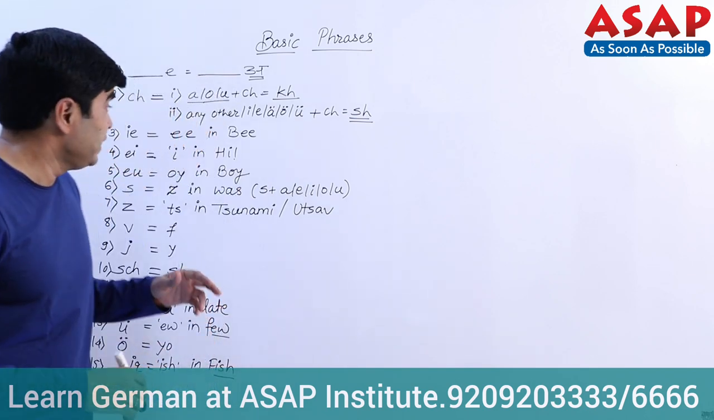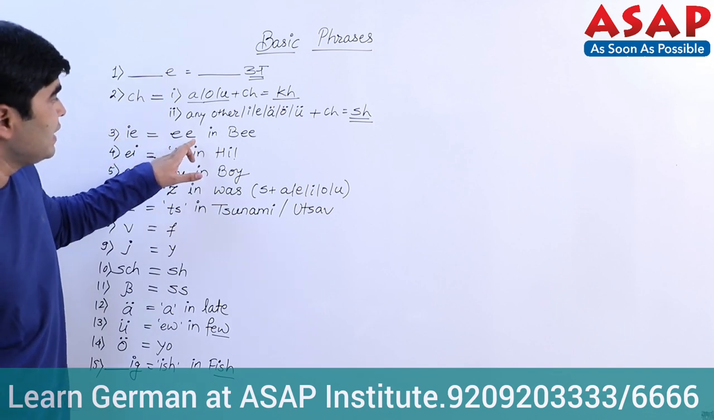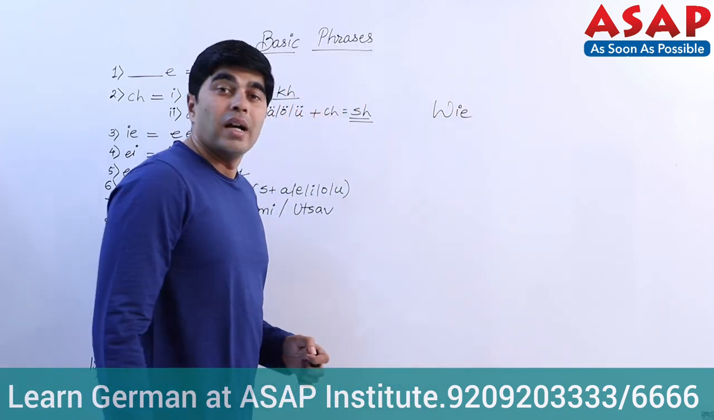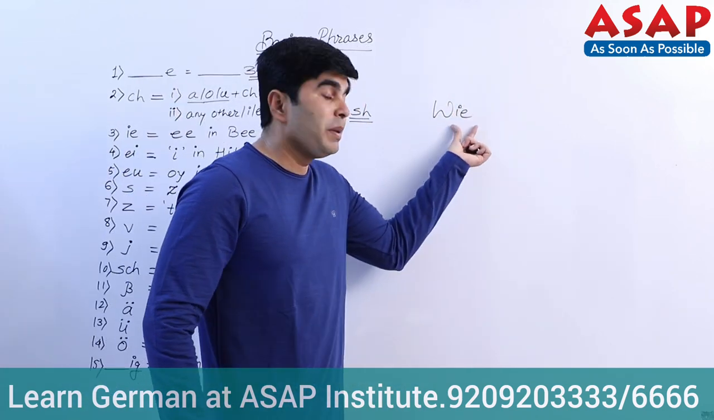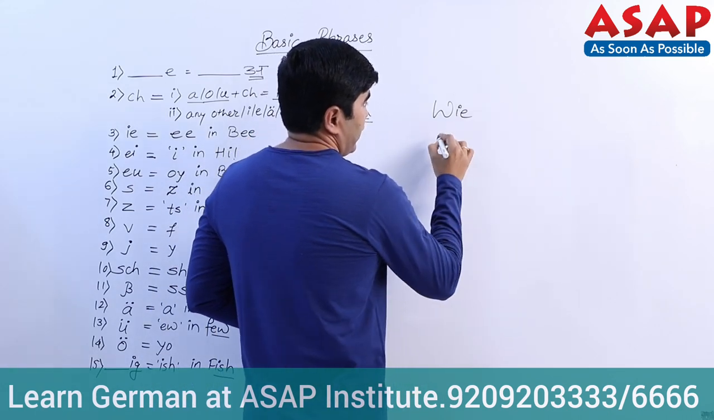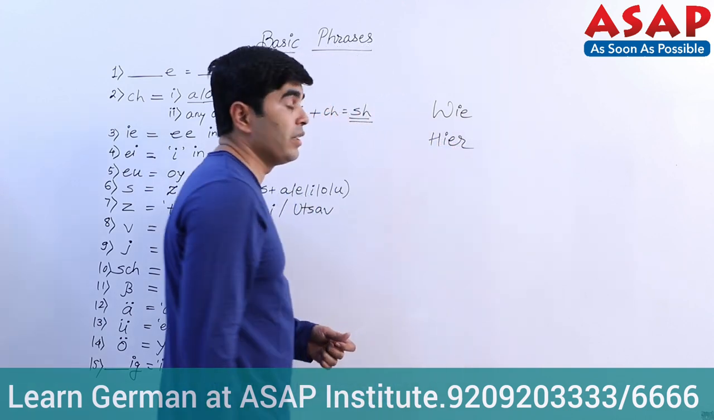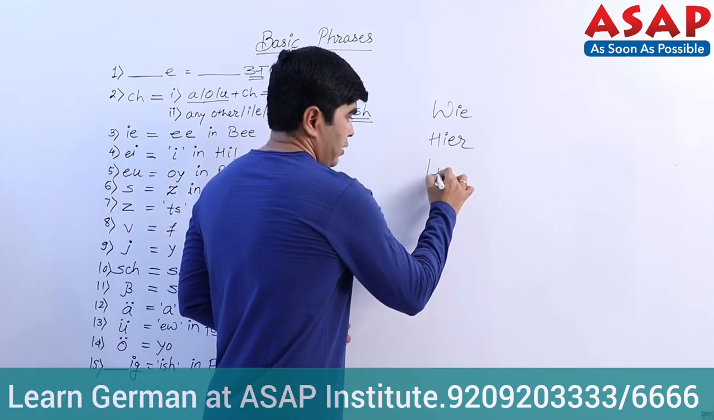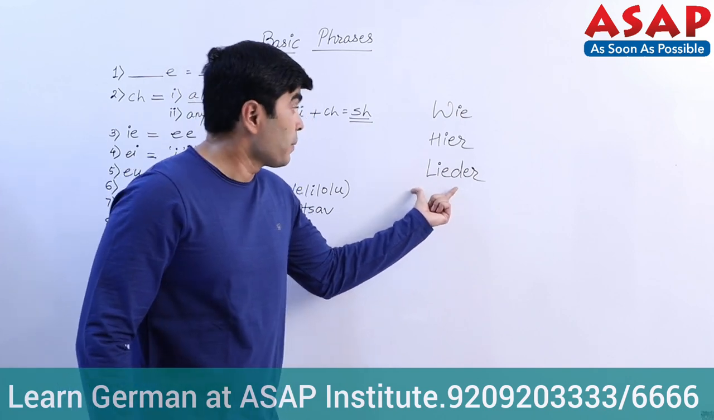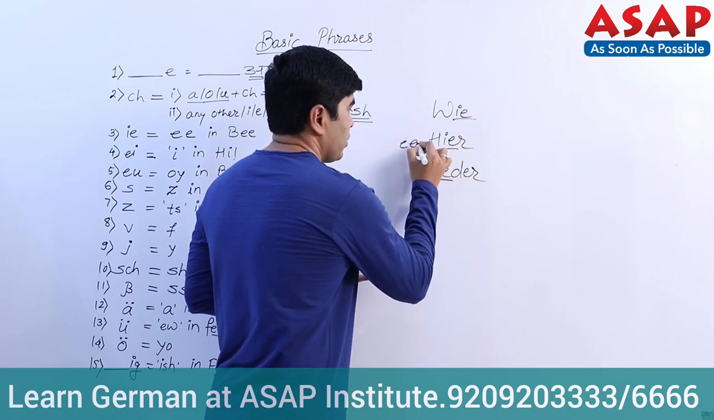Now the next one is IE. IE is pronounced as E, just like in B. For example, a simple one, W-I-E, V. So IE will be pronounced as an E sound. Another one is leader. So IE is pronounced as an E sound everywhere here.